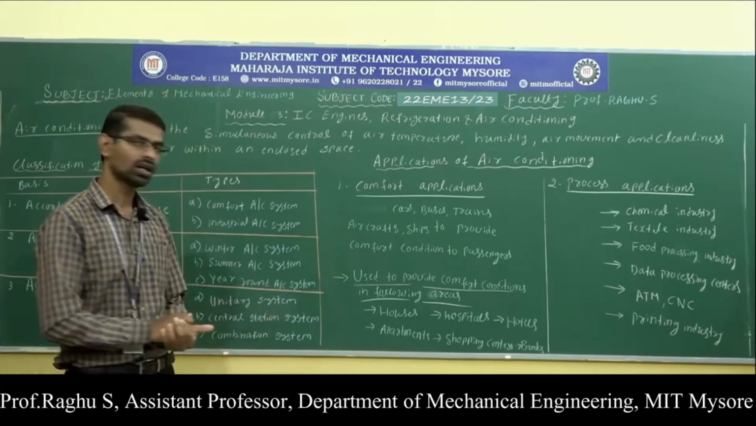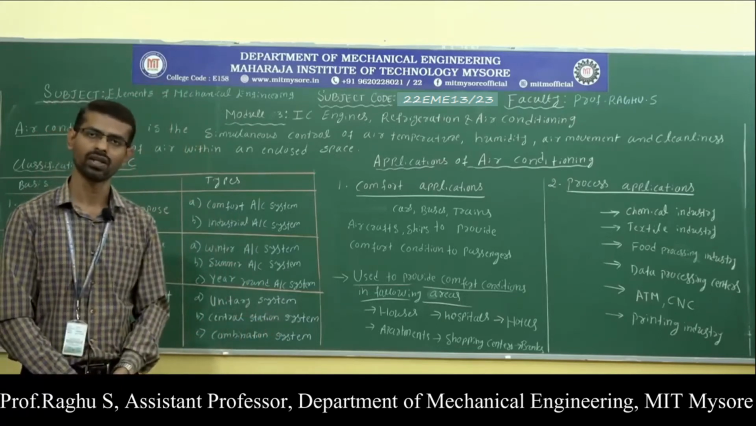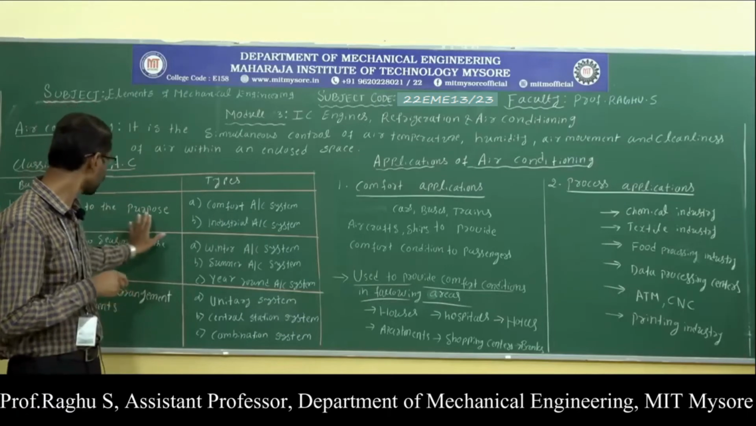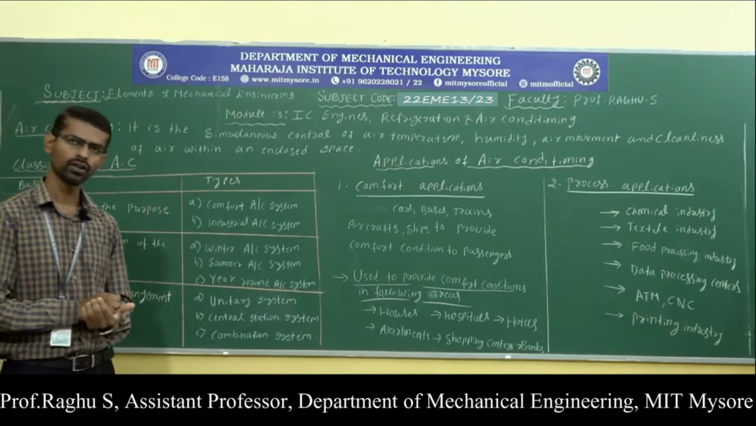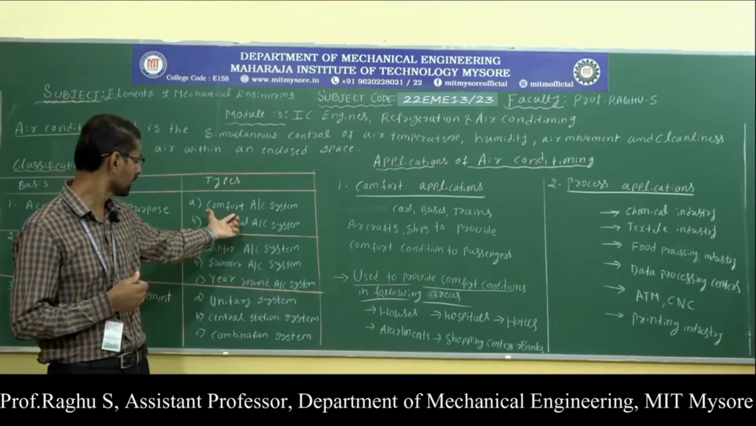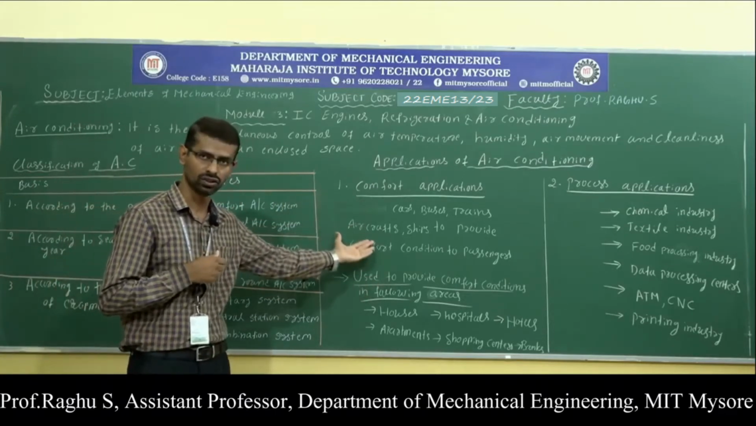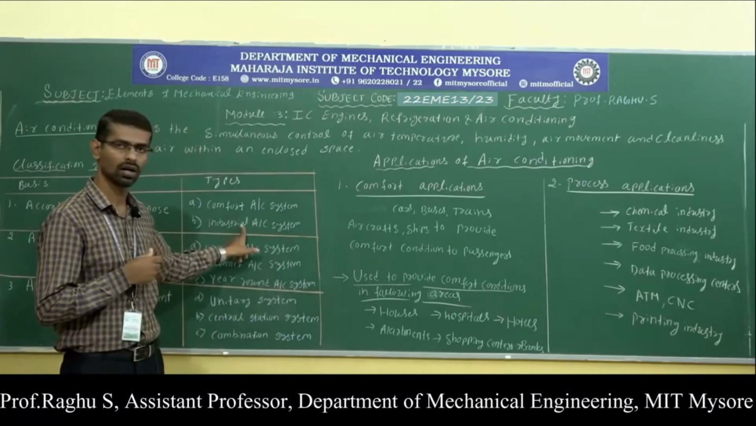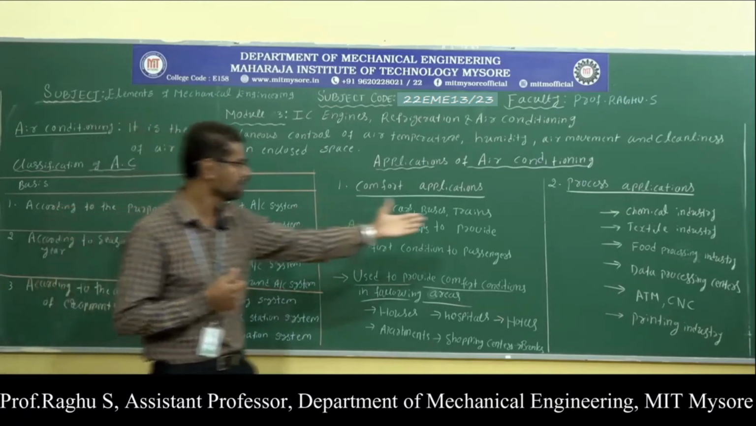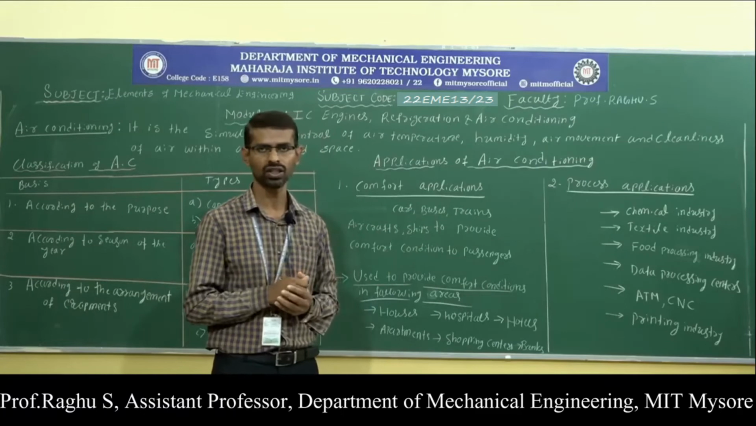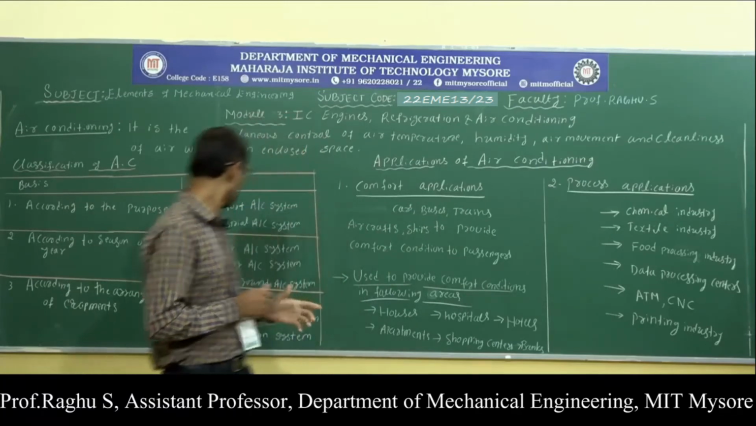Next, coming to the classification of air conditioning. Air conditioning systems are classified according to the purpose. For example, to get comfortable conditions, we have comfort air conditioning systems. Then we have industrial or process air conditioning systems, which are for industrial or process applications.